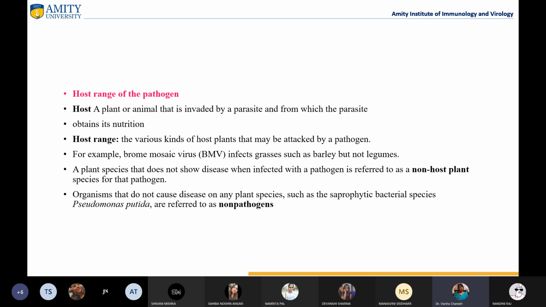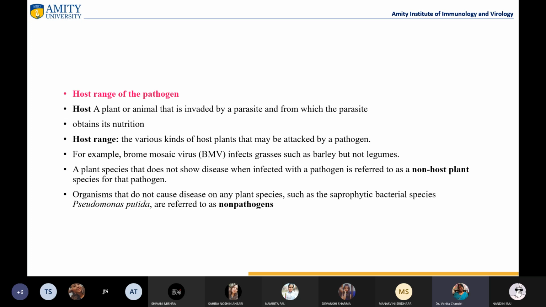So it could vary. For example, the host range of viruses varies sometimes. It infects ornamental plants also, and it infects vegetable plants. Cucumber mosaic virus is a very common example. We find cucumber mosaic virus in ornamental plants, in vegetable plants, and in some other fruit crops also. So that means its host range is wide. It is infecting a number of plants, right? So this is how we define host range.